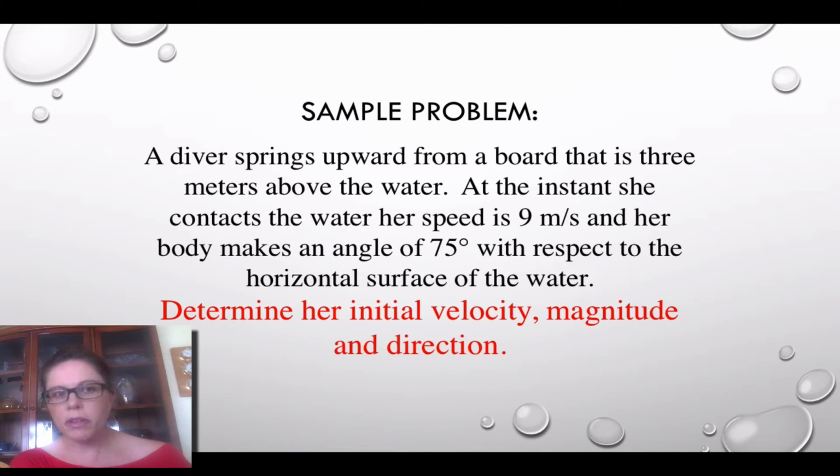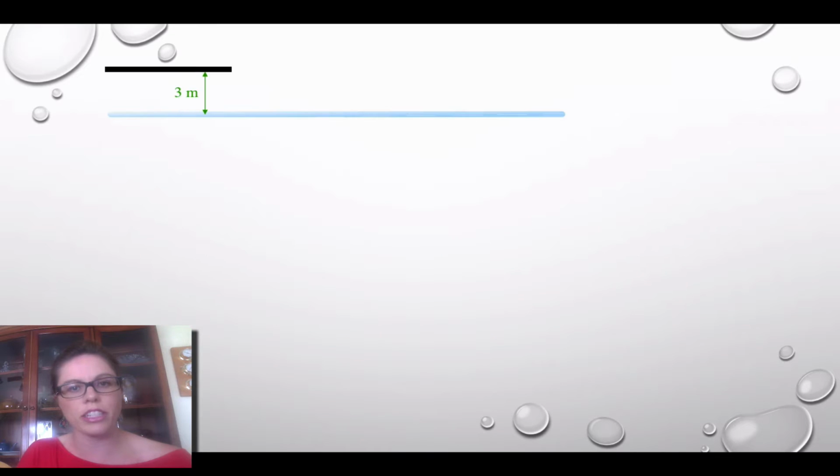In this example, a diver springs upward from a board that is 3 meters above the water. At the instant she contacts the water, her speed is 9 meters per second, and her body makes an angle of 75 degrees with respect to the horizontal surface of the water. Our goal is to determine her initial velocity, magnitude and direction.